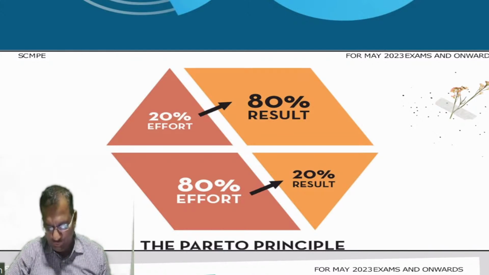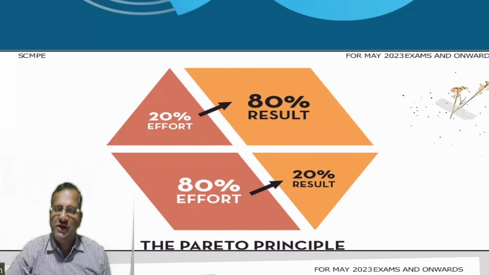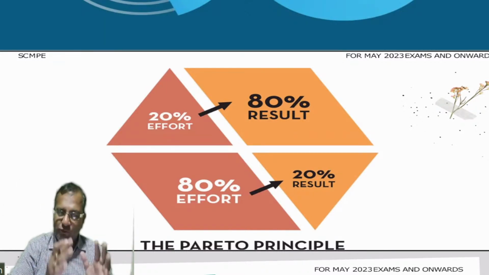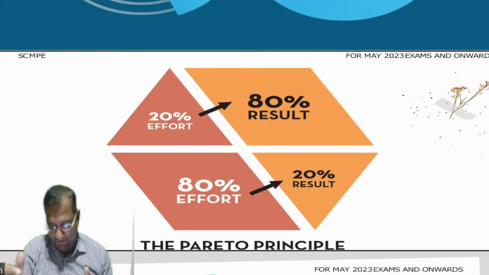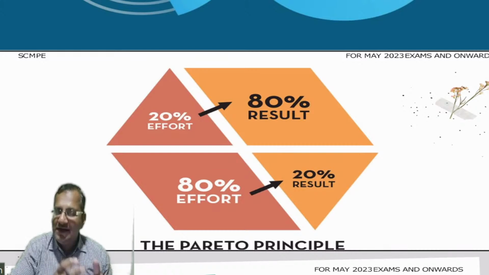Definitely, beta, there is no rigidity. If this is rigid, then it will not be applied in real life. Important thing are vital few, trivial many. So it can be 30% efforts, 70% result. Even the total need not necessarily be 100%. It can be 35% efforts, 70% result.